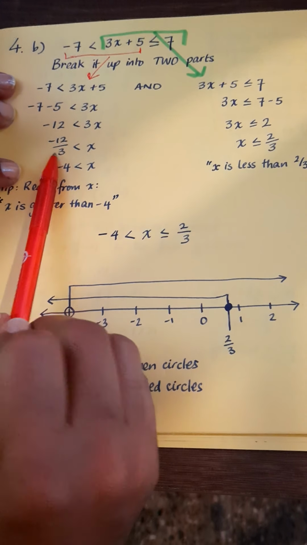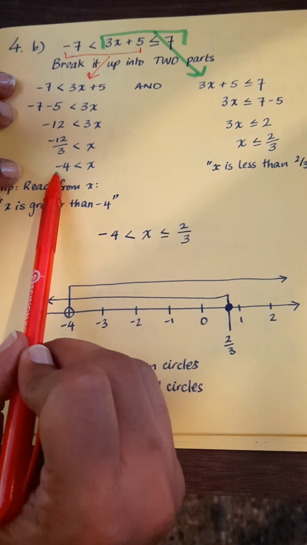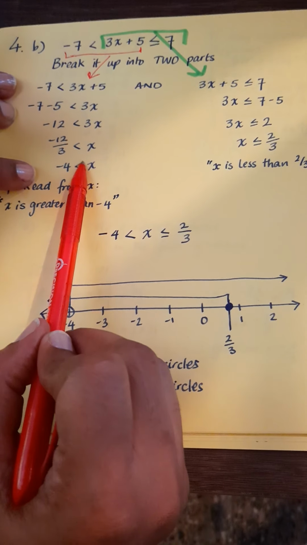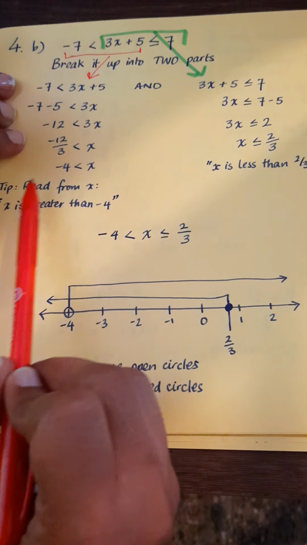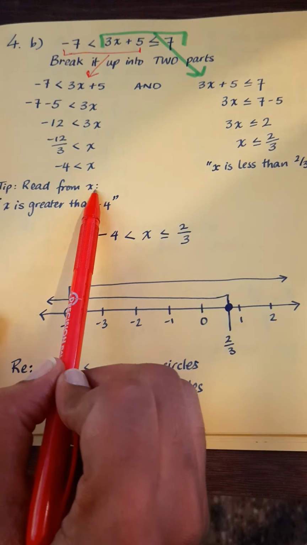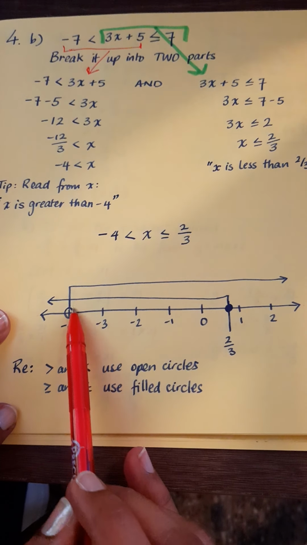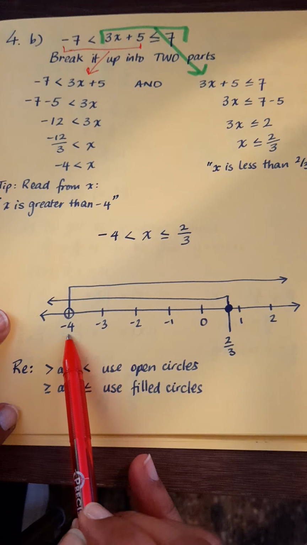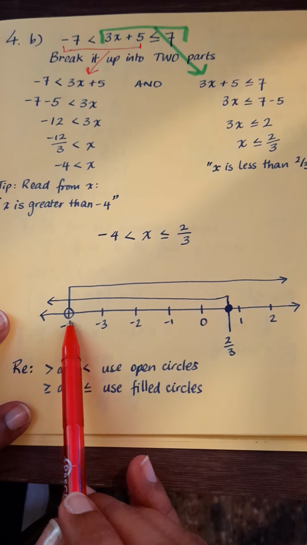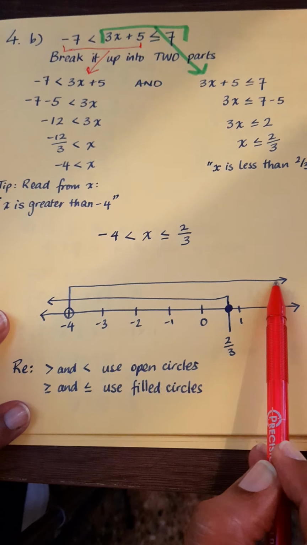The opposite of multiplication is division. So we divide by 3. Negative 12 divided by 3 is negative 4. Negative 4 is less than x. Tip, read from x. X is greater than negative 4. And that comes in down here. So when we're doing this first part, we know that it has to be an open circle at negative 4. And since x is greater than negative 4, we are going in this direction.